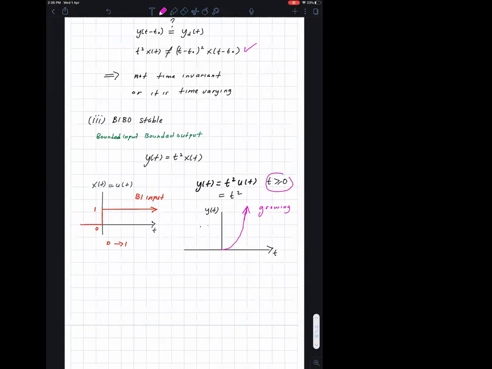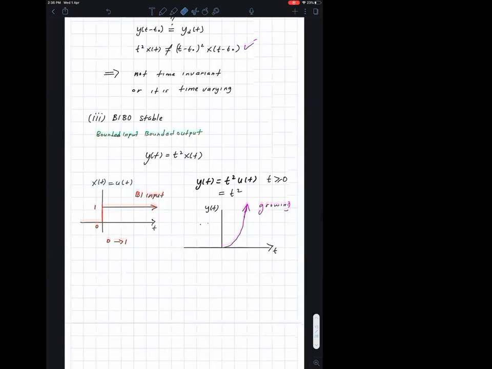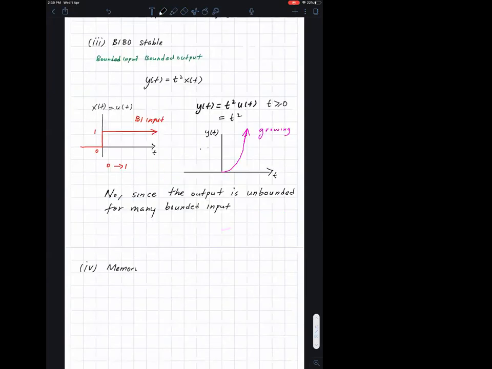So is this bounded? Is the output bounded? No. So the output is not bounded for a bounded input. Therefore, this is not stable.